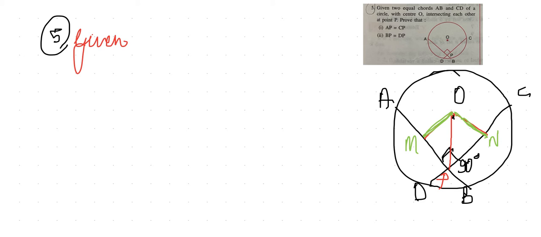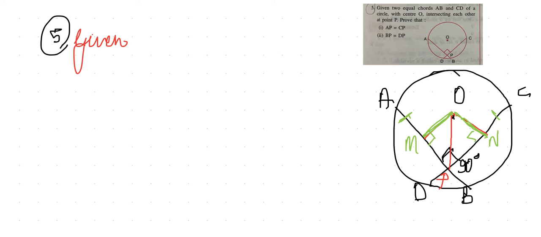Now what next am I going to do? Once I infer that OM is equal to ON, what I will be writing? That AM will be equal to CN, because if AB is equal to CD, then half of AB will be equal to half of CD. And why is this half of AB, children? Because OM is bisecting the chord. So these are the facts which we are going to use.